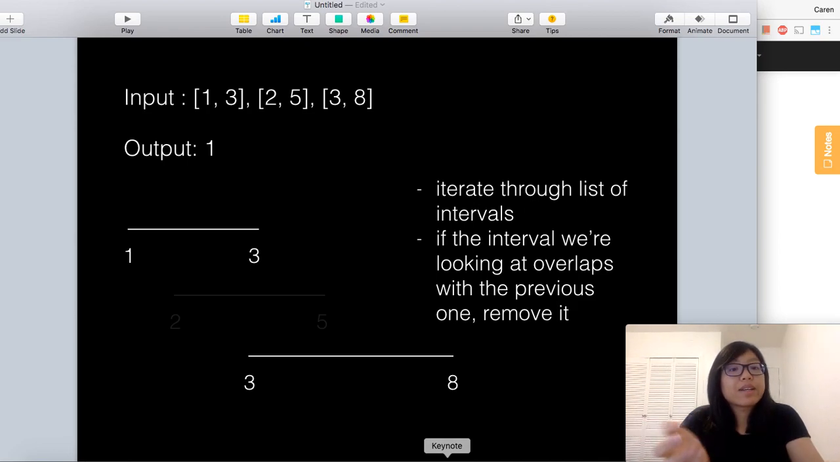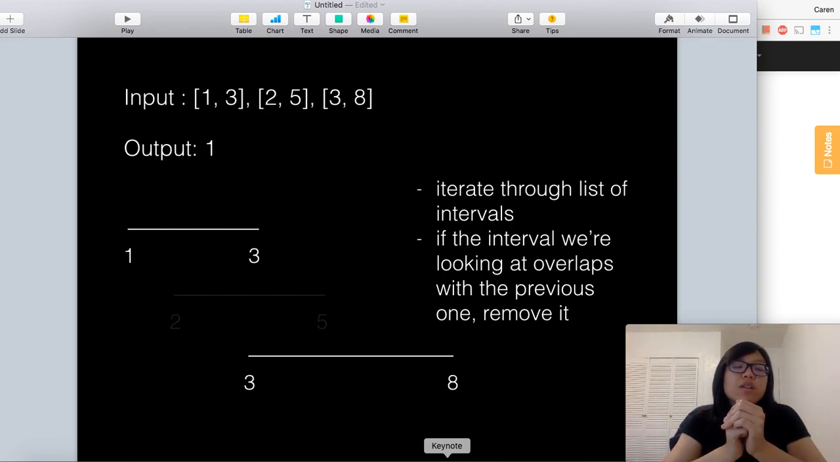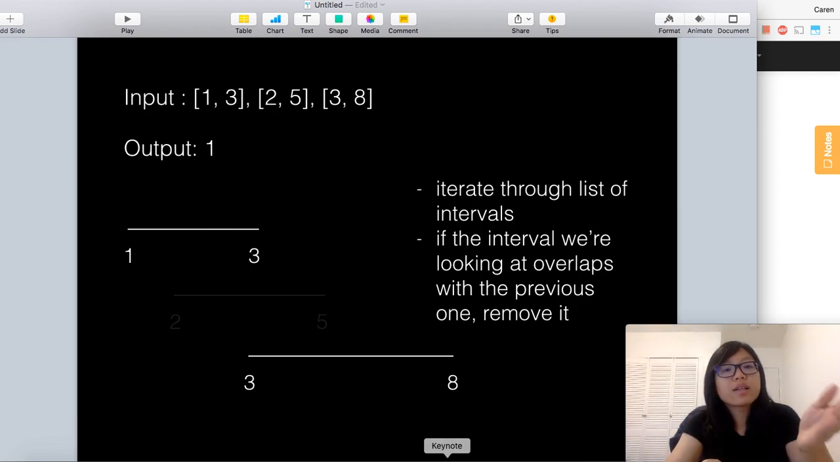My brain processed everything really fast, but if I slow it down and look at the steps I take to realize that I have to take out the 2,5 interval, it was like I looked at 1,3. It didn't overlap with anything, so I left it alone. Then my brain went to the 2,5 interval. I saw that it overlapped with 1,3, so I took that one out to satisfy our constraint of not having any overlapping intervals. Then I went to 3,8. Since we already took out 2,5, 3,8 didn't intersect with 1,3, so I didn't remove it. That's how, in my mind, I ended up with 2 different intervals that didn't intersect with each other, knowing I wanted to take out one interval.